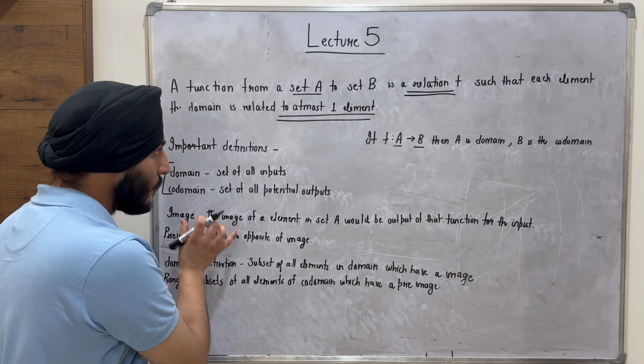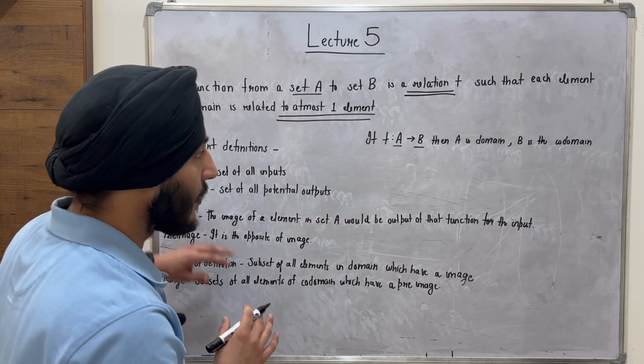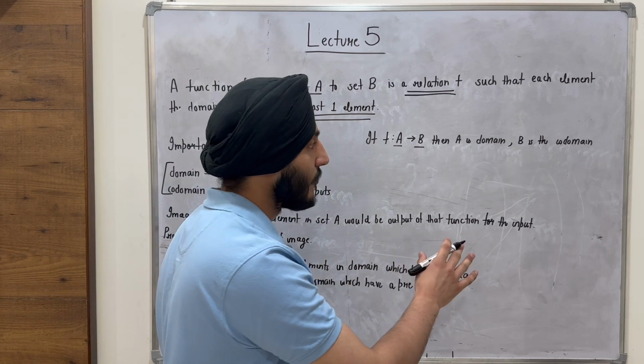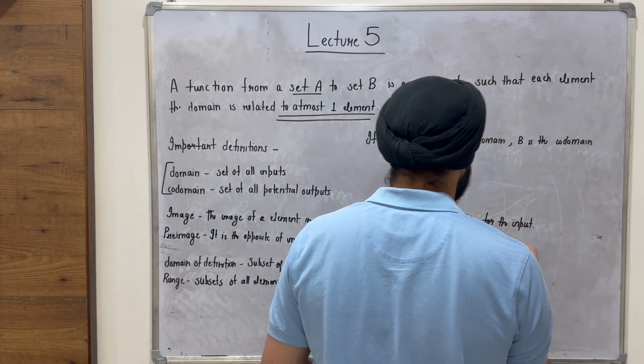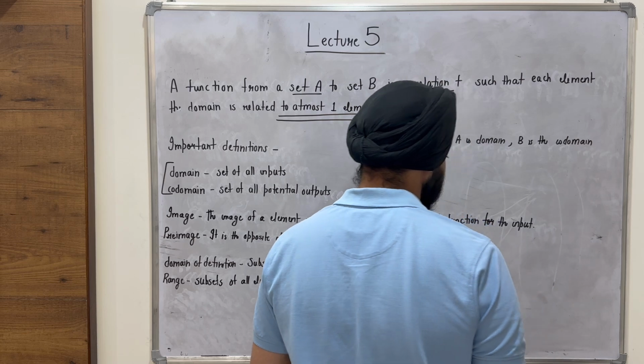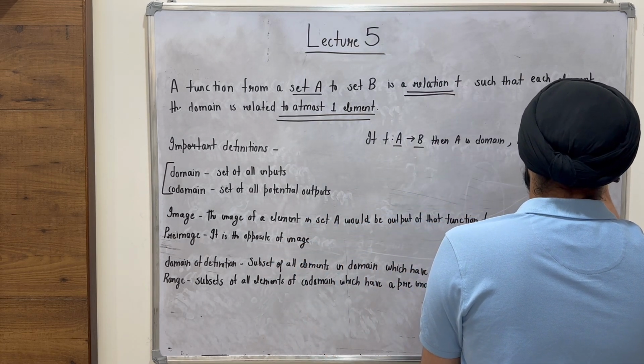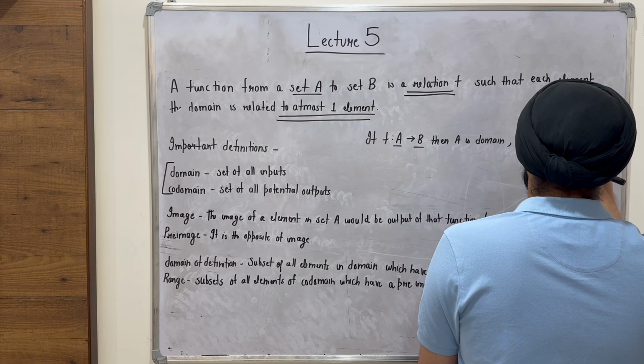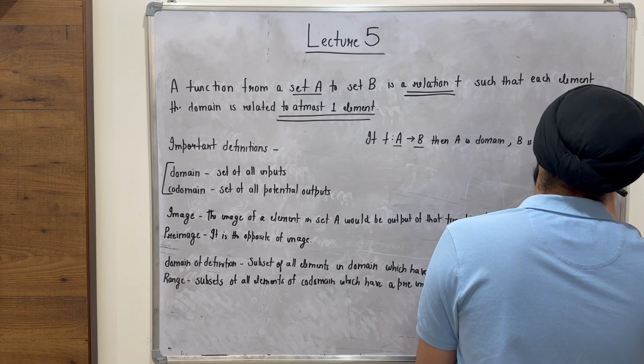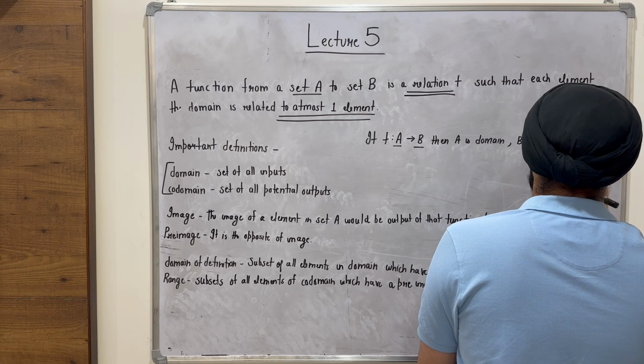Now let's try to understand what is the image. Before I explain what is image, I'm just going to draw a function over here with an arrow diagram. Right? So let's say I have this function, say f to q p.